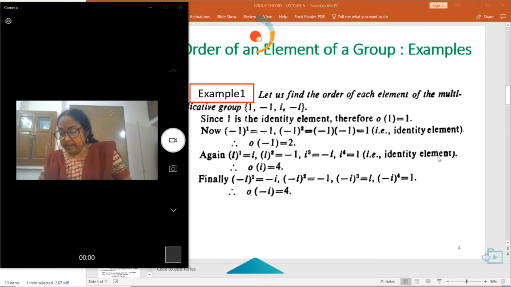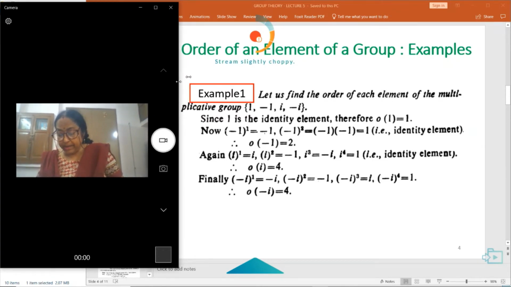Now, take some examples. The fourth roots of unity is an example of a finite group that contains the elements 1, minus 1, i and minus i. 1 is the identity element, therefore order of 1 is 1. Now, to find the order of minus 1, we take at first minus 1 to the power 1, that is equal to minus 1. Then minus 1 squared is equal to 1, that is the identity element. So the order of minus 1 is 2.